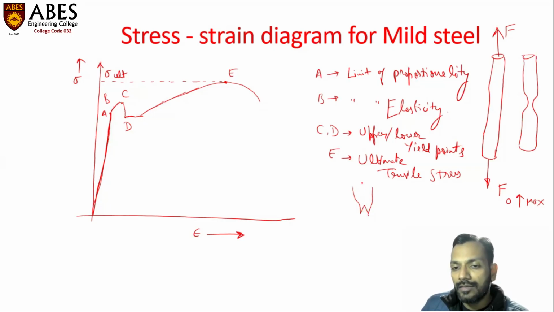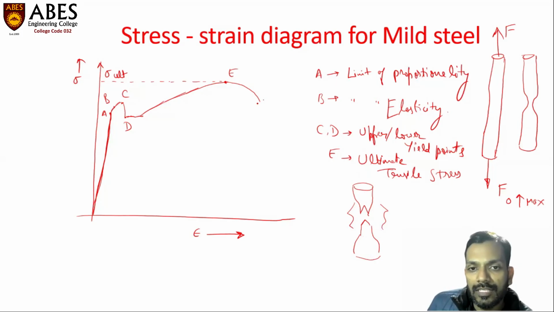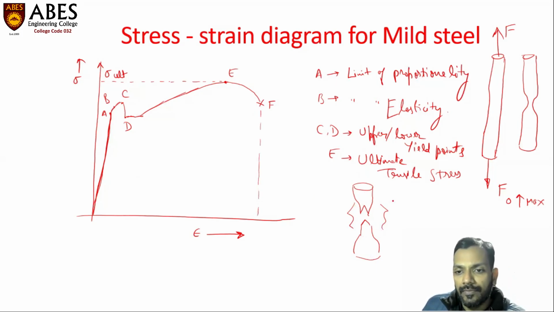On one part, we can observe a cone type of shape, and on the other part, we can observe a cup type of shape. So the material breaks in a cup and cone type of fracture at approximately 45 degrees with the axis. So this point is the fracture point. The material breaks at point F, the fracture point.